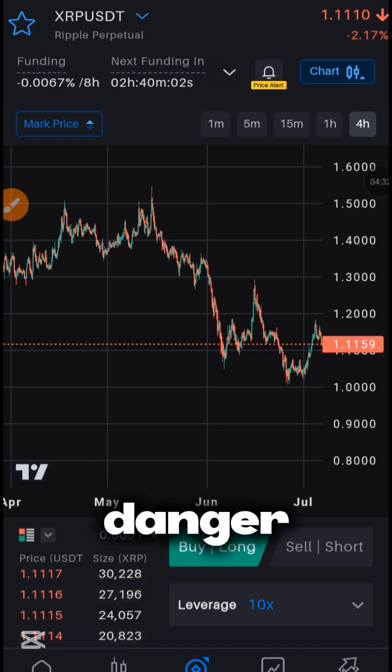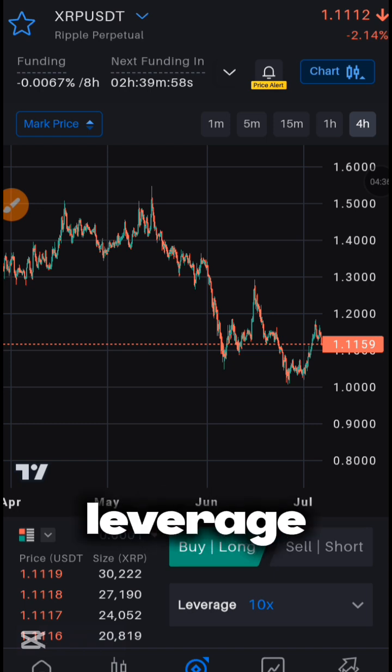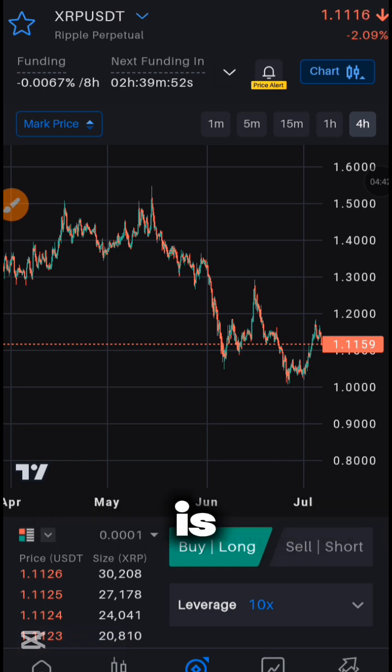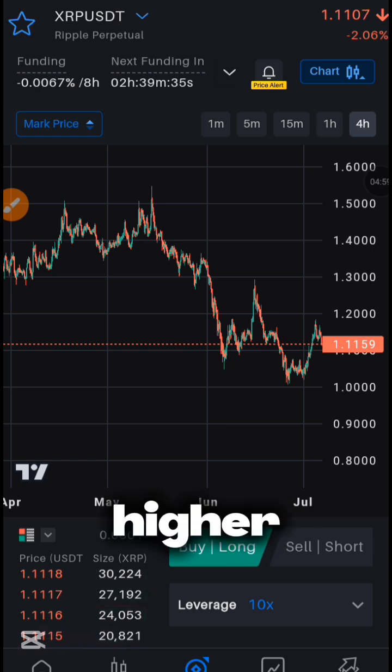But here's the danger. You need to understand that if you're using leverage, your profit stays the same percentage, but your money amount grows. If price moves plus 2% at 1x leverage, you make 2%. At 10x leverage, you still make 2%, but on a larger position because you are using higher leverage. You get the point now.